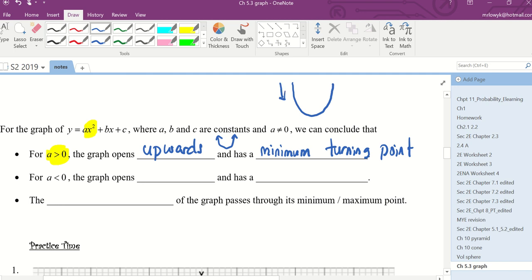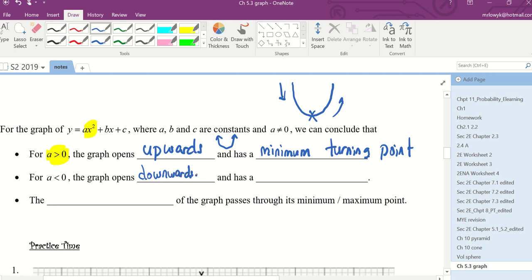Now let me describe the turning point to you. We say that it is going downwards. At this particular point, you realize that it is turning direction. It is going upwards. So that's why sometimes you also call this point the turning point. Like I go down until here, then I go up. So I turn the direction. So, minimum turning point.